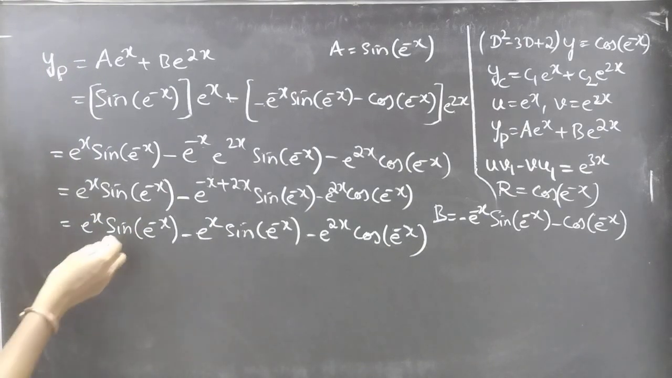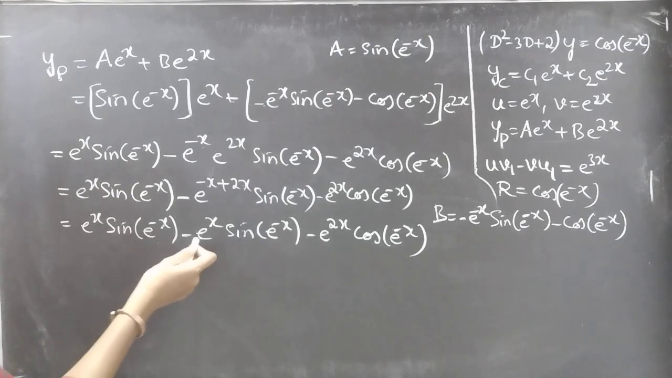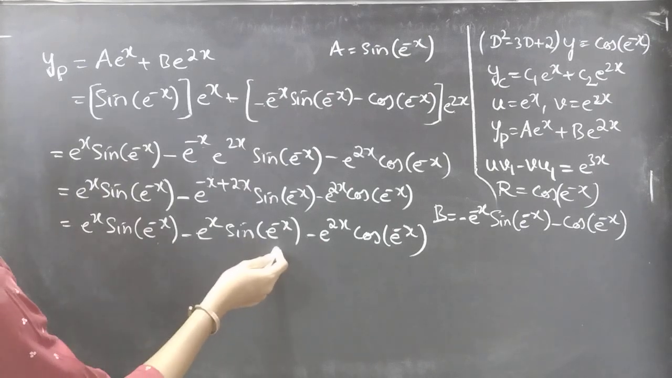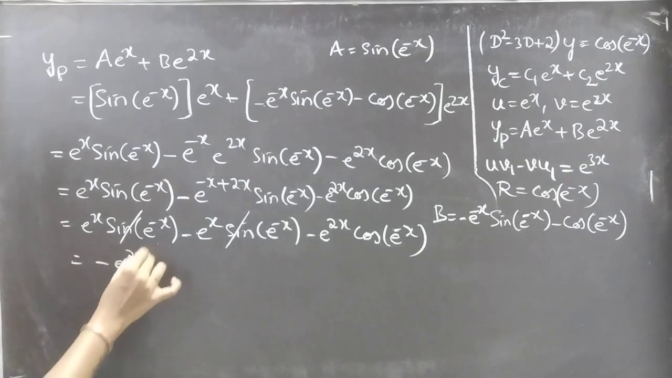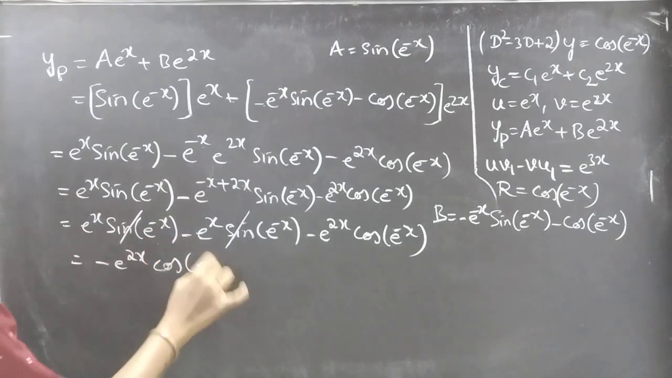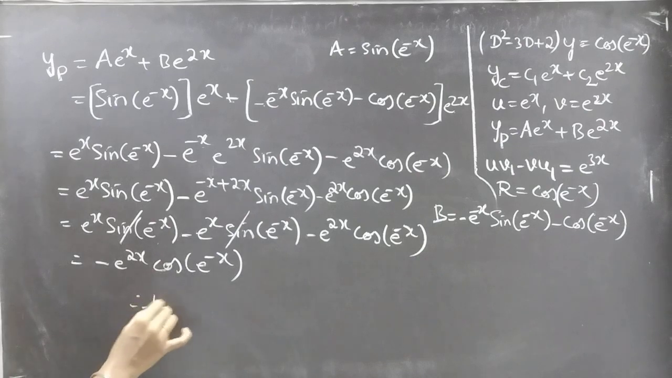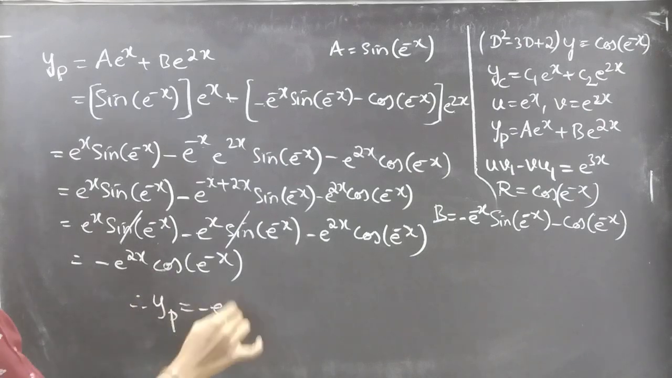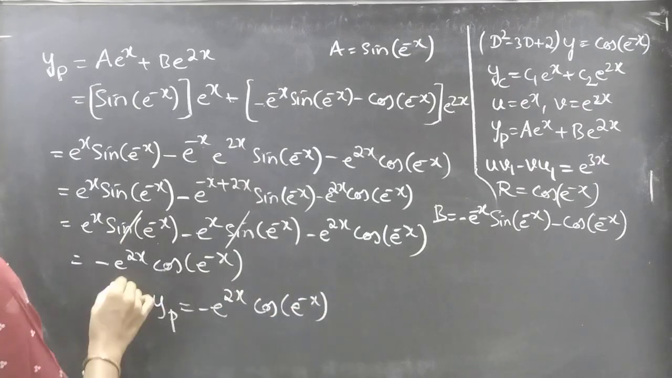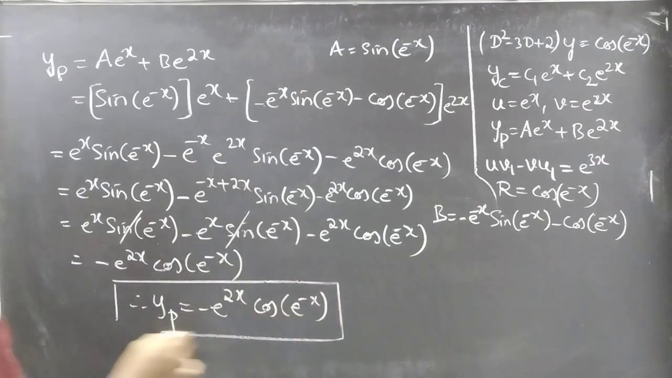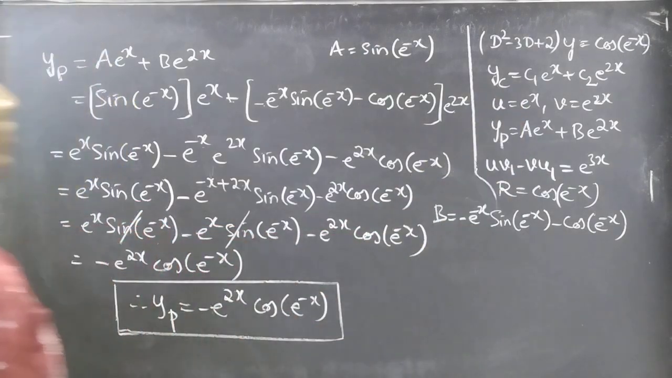So here e power x sine of e power minus x minus e power x sine of e power minus x gets cancelled, and we'll get yp equal to minus e power 2x cos of e power minus x. Therefore, yp equals minus e power 2x into cos of e power minus x. See, we got yp and already we have yc. So we can write the general solution now.